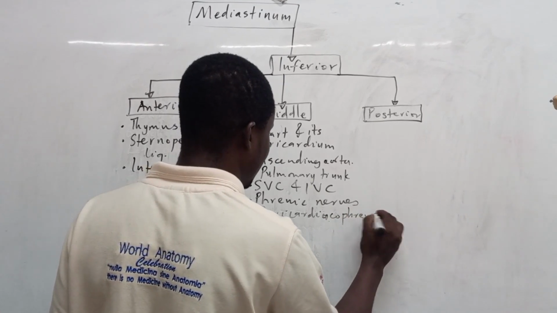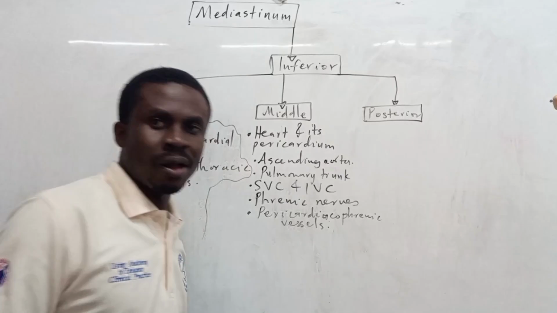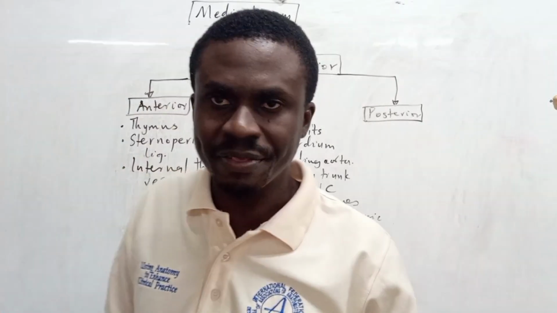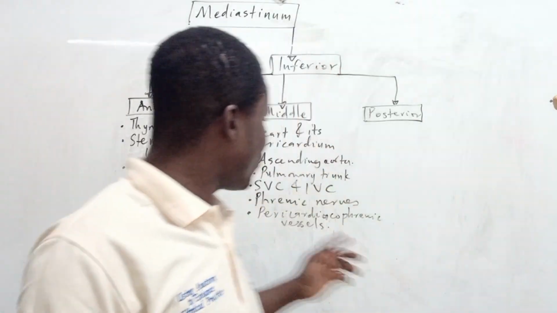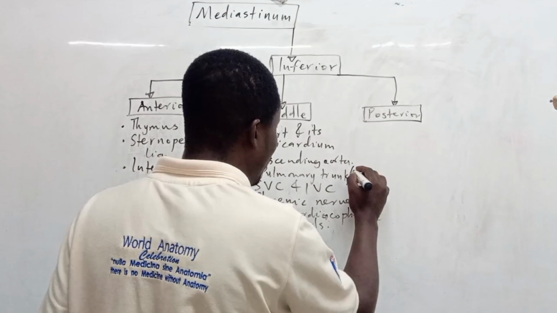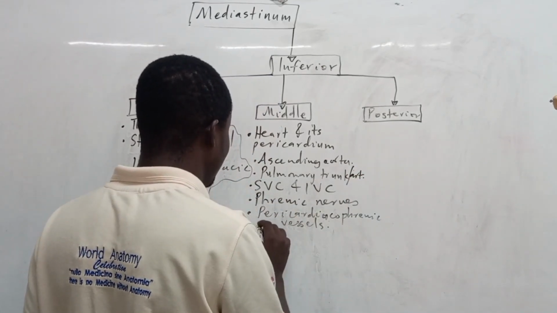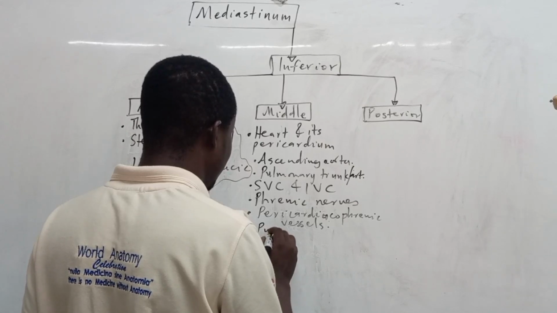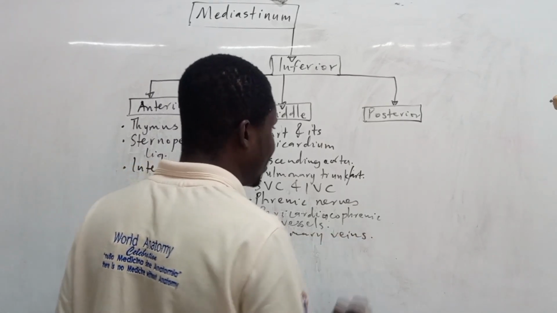Pericardiophrenic vessels. Okay? Yes, we talk about these things. Now, if I mention pulmonary trunk, even some of the artery, so pulmonary trunk or its arteries, some portions will be there. Then also the pulmonary veins, the 4 pulmonary veins, will also be in there.